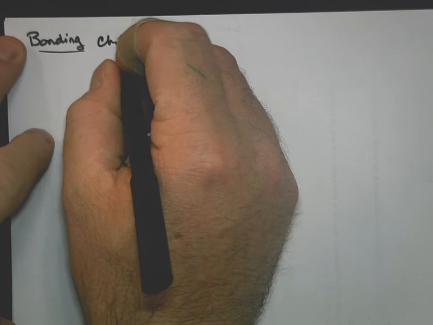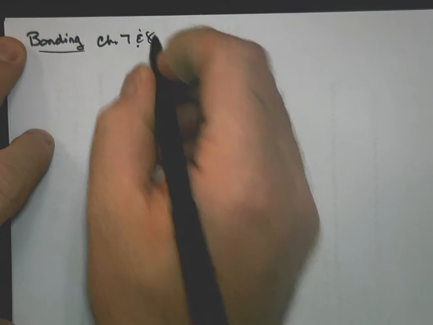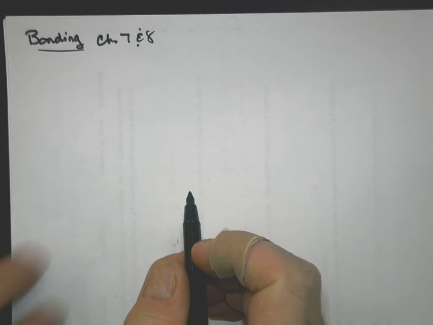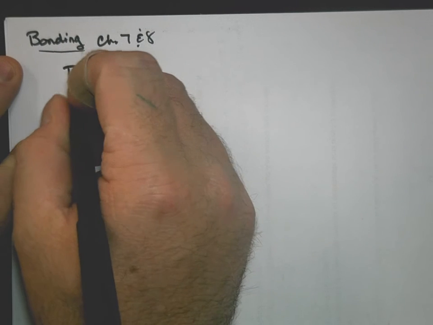Our next unit is on bonding, or how all of these elements combine into compounds. So this is chapter 7 and 8. All right, and before we start on this, we're going to do a real quick review of ions.